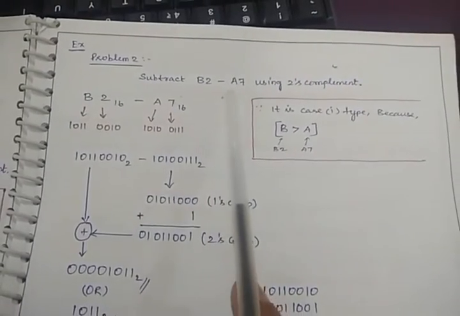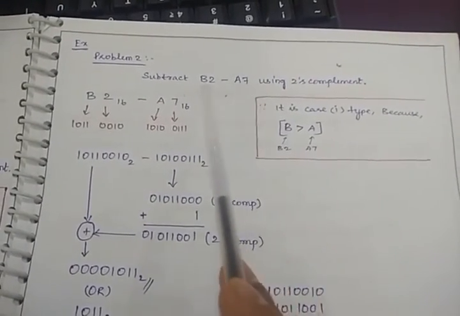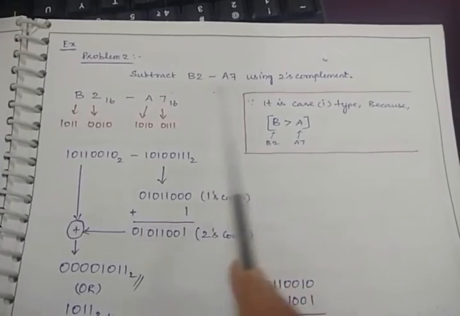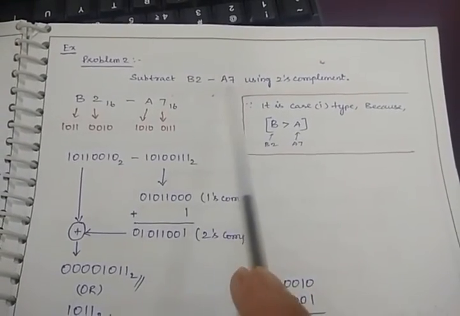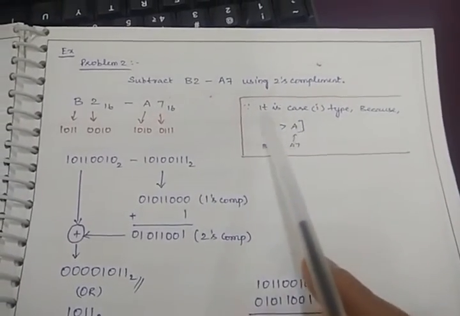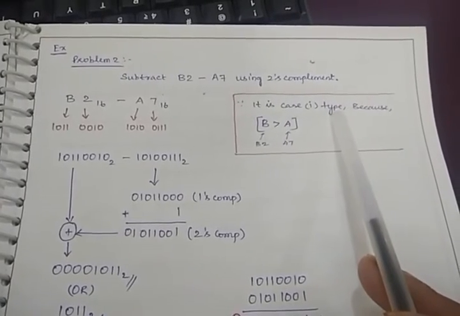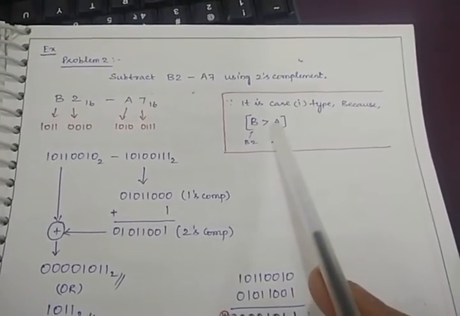So here B2 A7 is given, B2 minus A7. From this we understand that this is a hexadecimal number. So it is a case 1 type. How are we telling? Because B is greater than A.